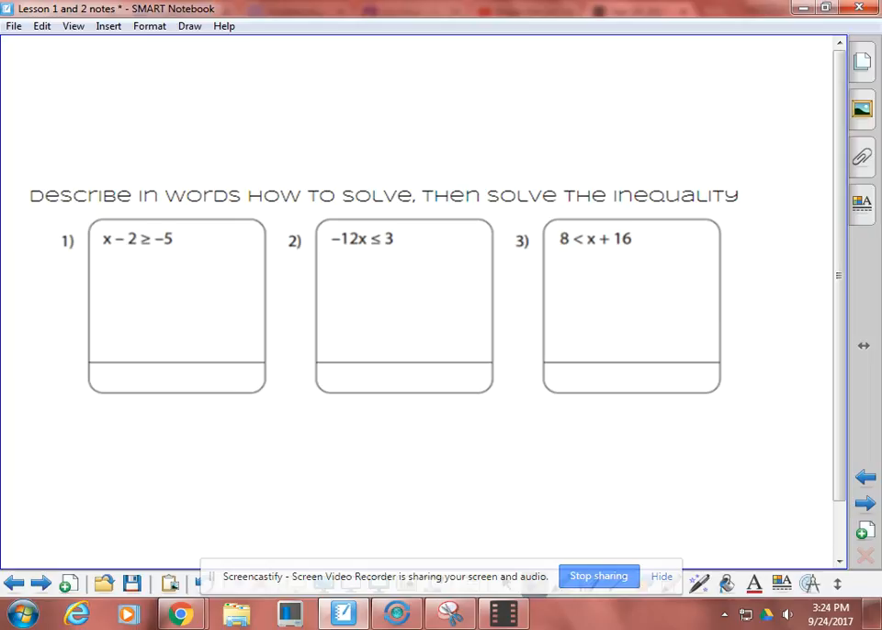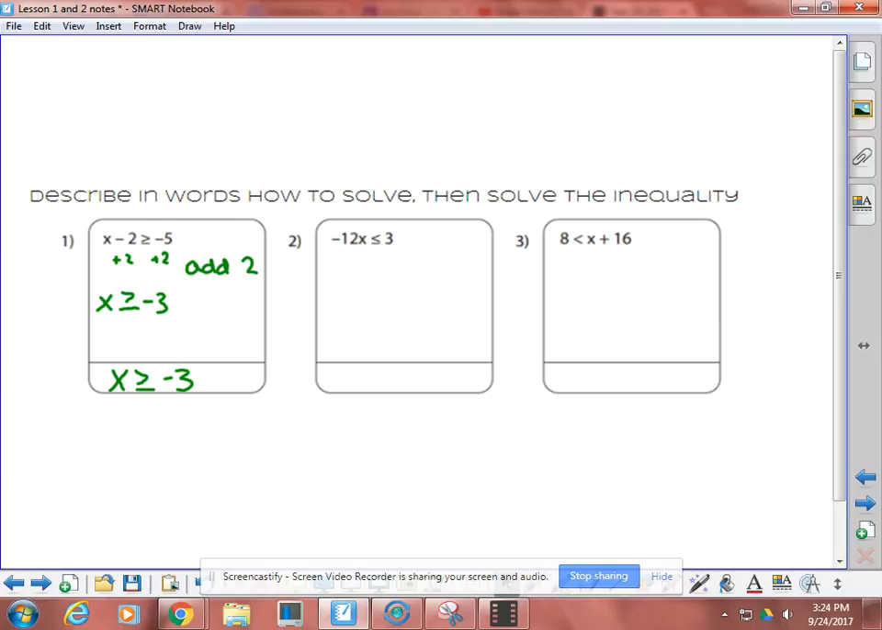Okay, so describe in words how you want to do this. On this first one, I'm going to add 2. I'll go ahead and move this outside a little bit so I can keep it in line. Add 2 to both sides. So I get x is greater than or equal to negative 3. So that's my answer to this.